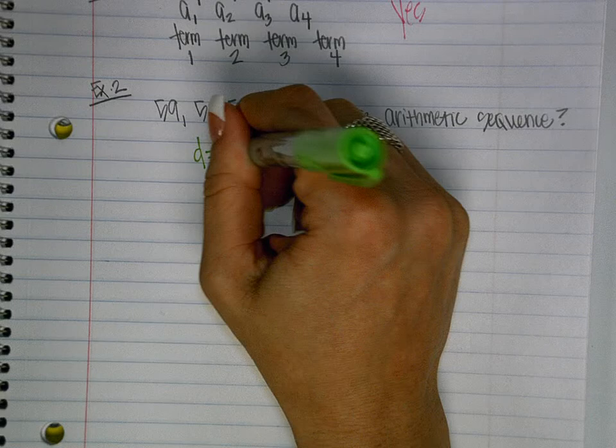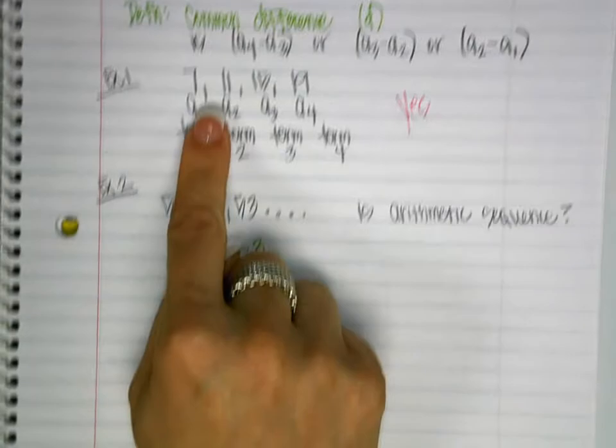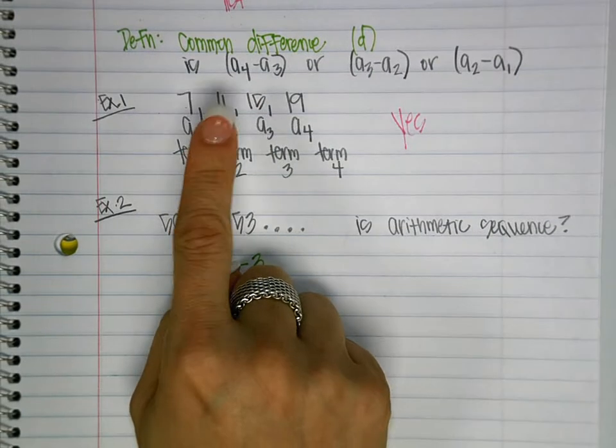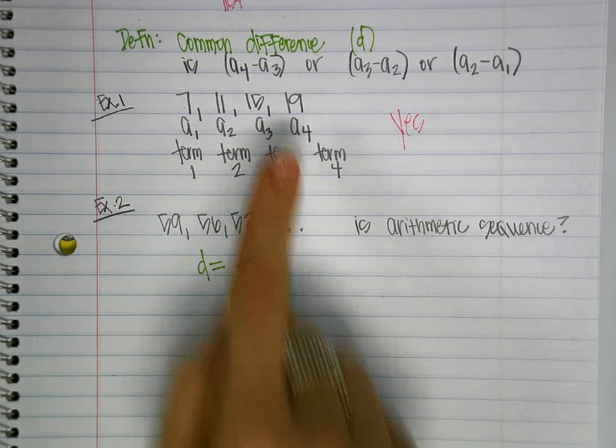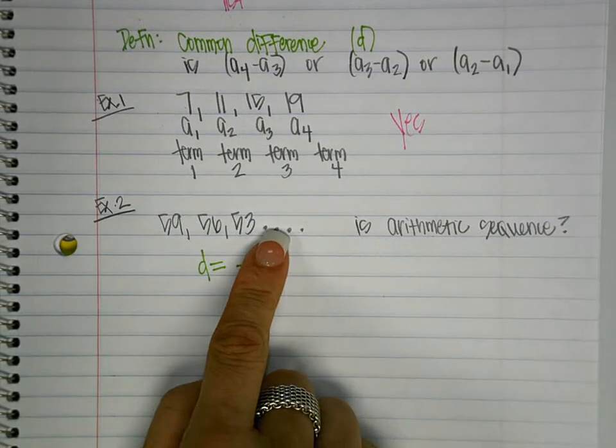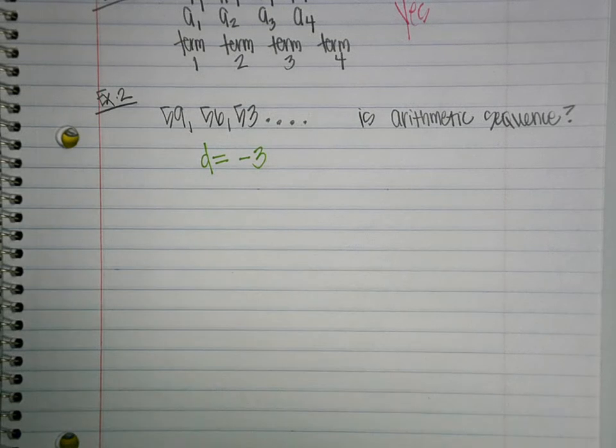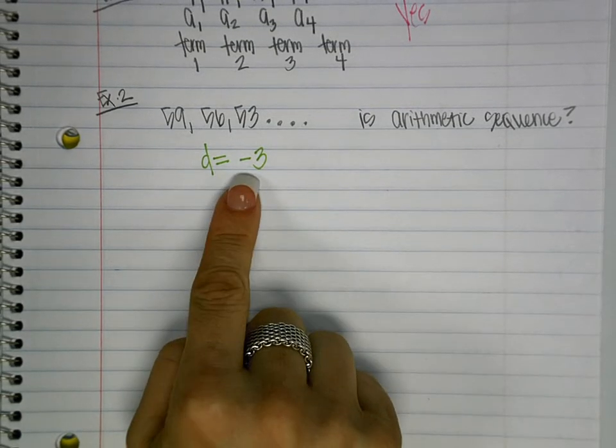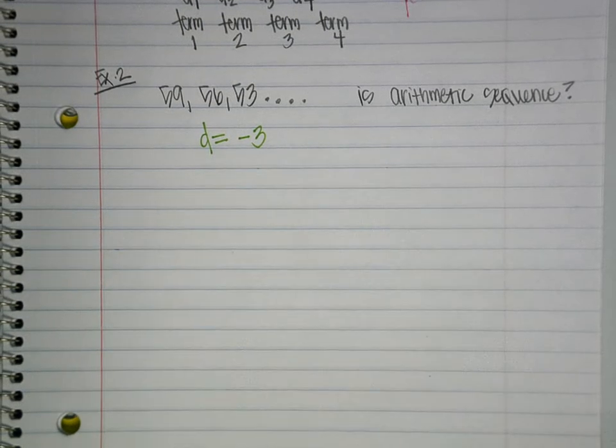Negative 3. Okay? So the common difference, they can be going up. Here you would be adding 4 to each term. Here you are subtracting 3. Okay? So common differences can be increasing, or they could be decreasing. Okay, in this sequence, it's decreasing. Okay, let's try another one.